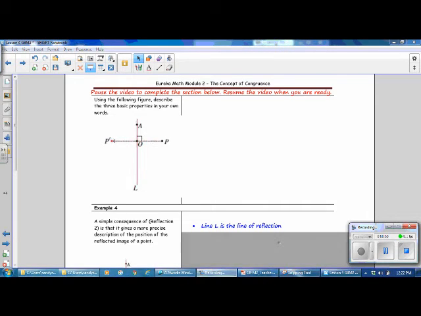Pause the video to complete the section below. Resume the video when you are ready. Using the following figure, describe the three basic properties in your own words.